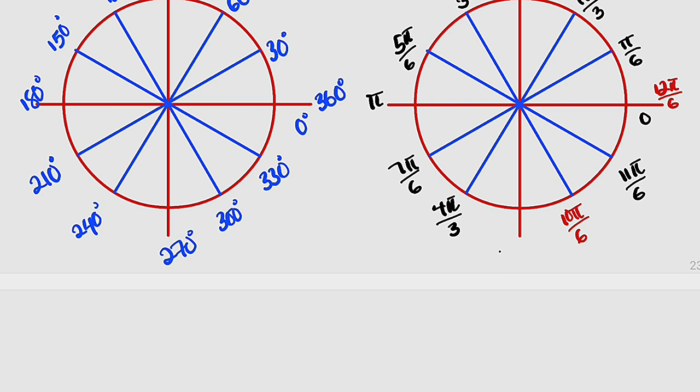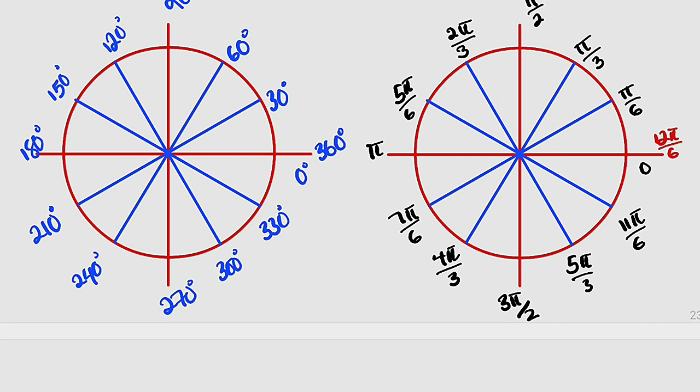3 pi divided by 2. 2 can divide 10 5 times, and 2 can divide 6 3 times. So we have 5 pi divided by 3. And lastly, you can see that 12 divided by 6 is 2. So we have 2 pi here.